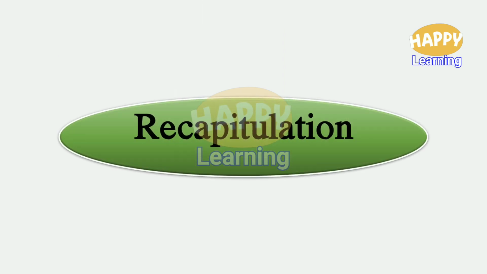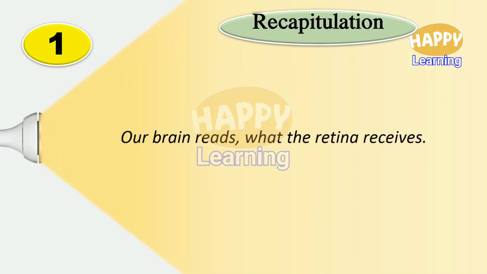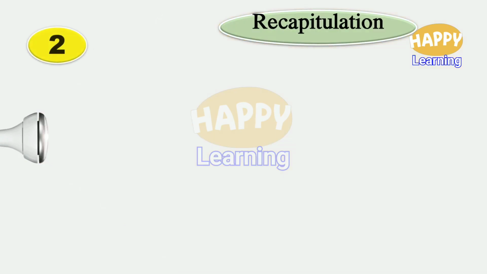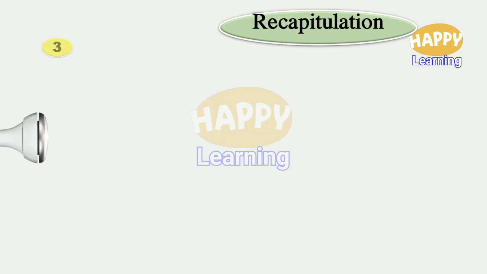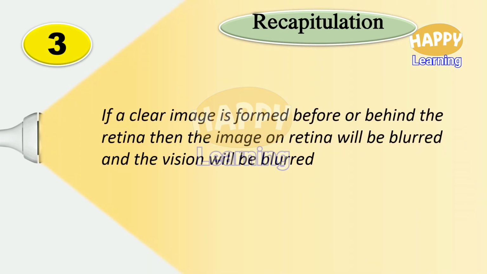Recapitulation. Point 1. Our brain reads what the retina receives. Point 2. If a clear image is formed on the retina, then the vision will be clear. Point 3. If a clear image is formed before or behind the retina, then the image on the retina will be blurred and the vision will be blurred.